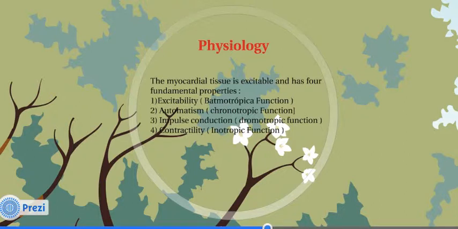Physiology. The myocardial tissue is excitable and has four fundamental properties: excitability, automatism, impulse conduction, and contractility.